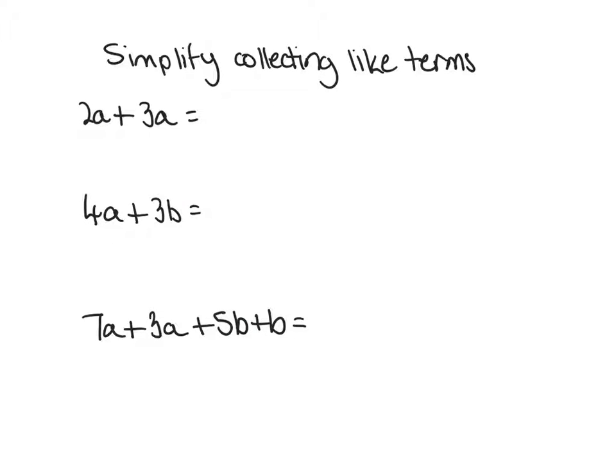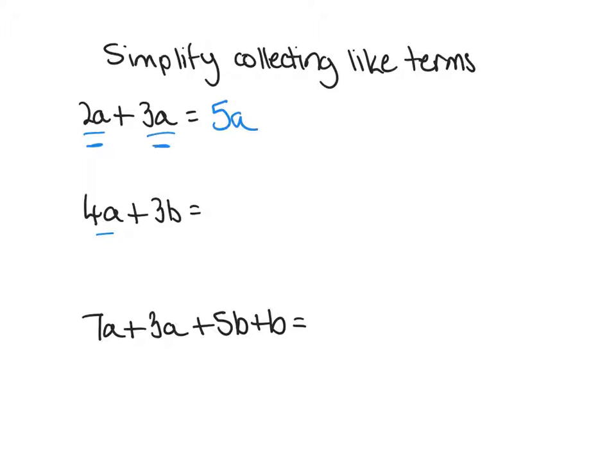So, what happens if we have 2a plus 3a? Well, how many a's do we have in total? Well, that will be 5 a's. Now, that's collecting like terms because we're collecting the a's from here and the a's from here and putting them all in the one spot.